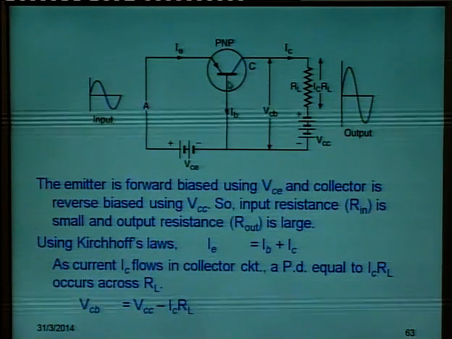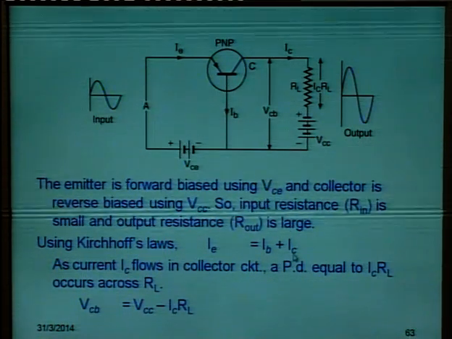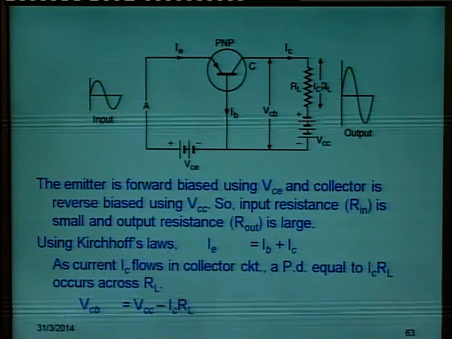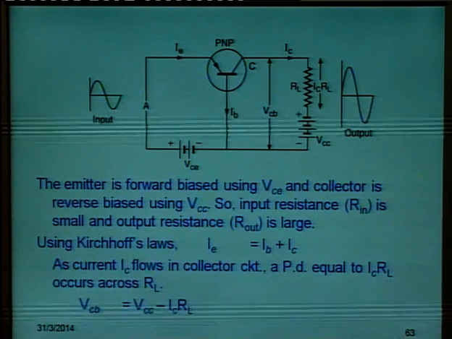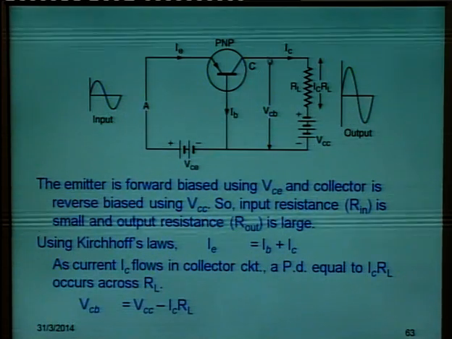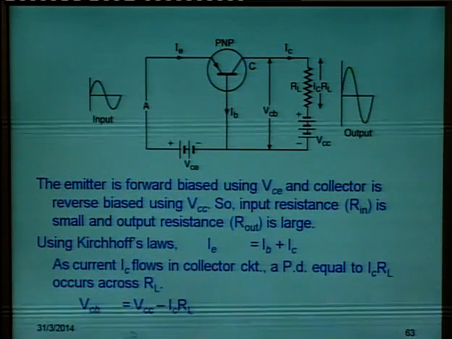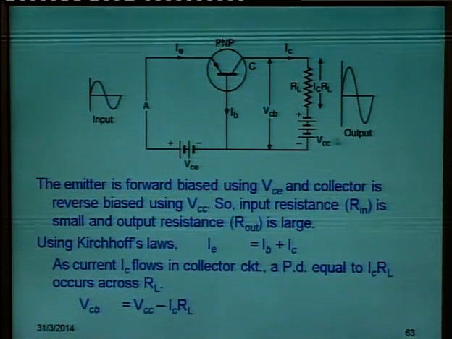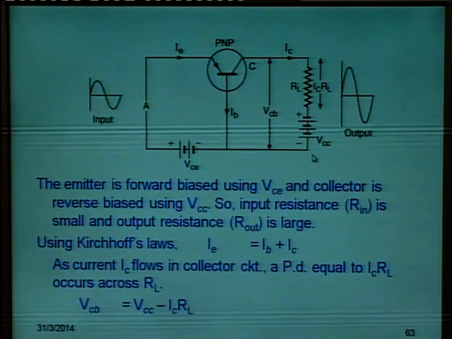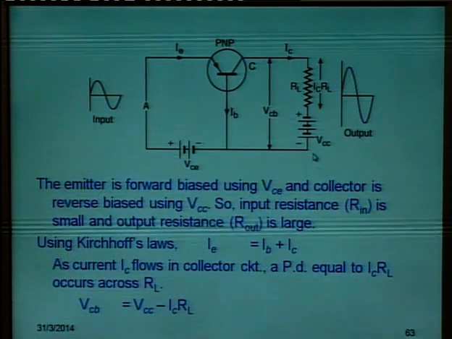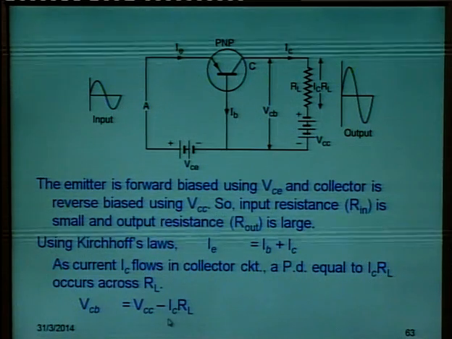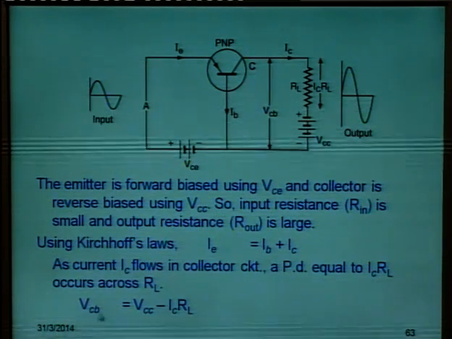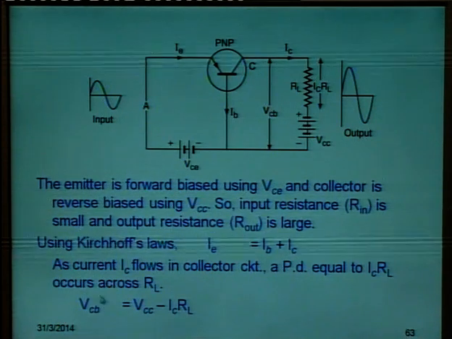If emitter current increases, collector current increases. If collector current increases, voltage drop across this load resistor increases. This means VCB decreases. You can use this equation: VCB is equal to the total battery voltage VCC minus ICRL. So if ICRL has increased, VCB has decreased.